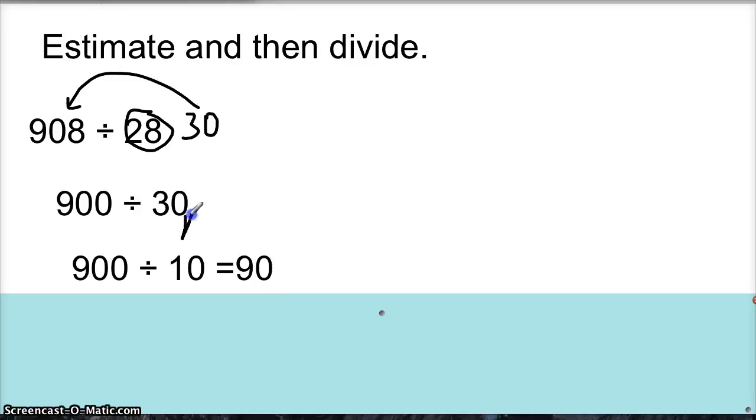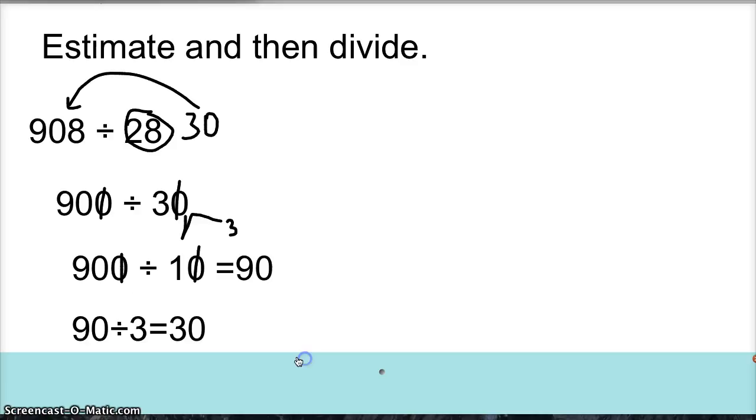into my factors, and I know that 10 and 3 multiplied together make 30. So I would do 900 divided by 10, and I'm really just taking off a 0 on both sides. You can also do it like this. So I'm dividing by 10 in that step, so now my answer is 90. Now I'm going to take that answer, 90, and divide that by 3, and I get 30. Okay, let's try another one.